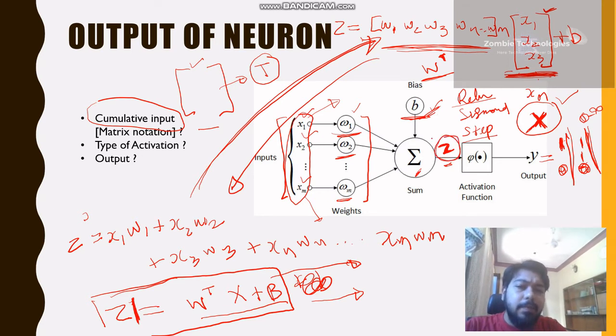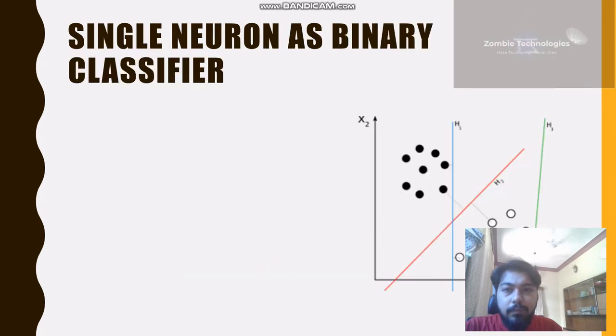So this is a matrix representation of the cumulative input. We also discussed the different types of activation functions which are available: ReLU, sigmoid, and step function. There are many types of activation functions available, softmax, and so on. And we also discussed what the output can be depending upon the type of activation function.